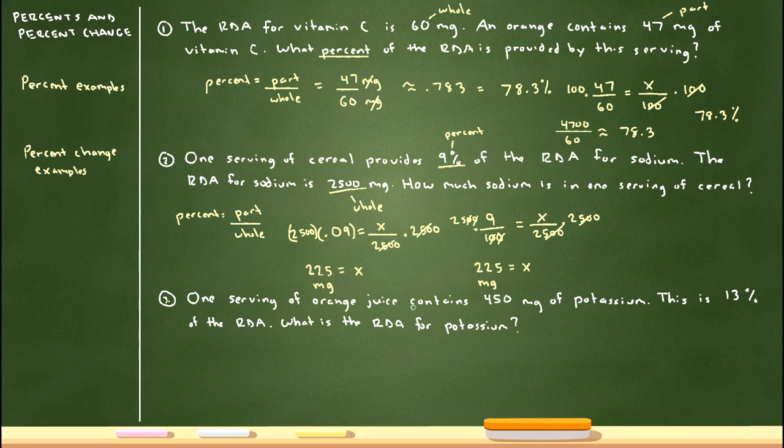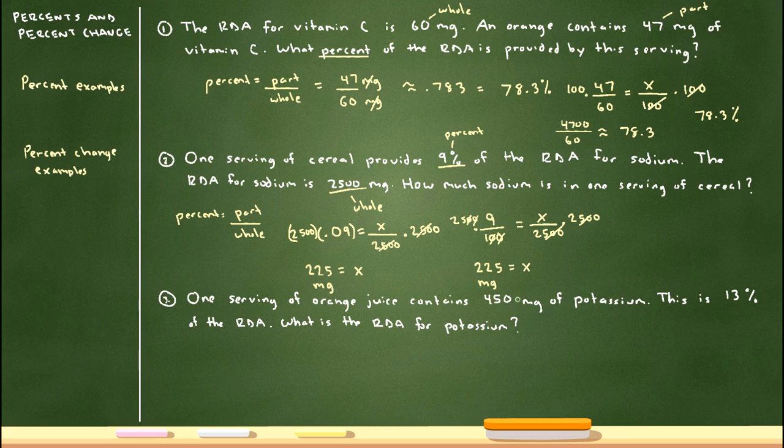Okay, and for number 3, we have a similar situation. So we have 1 serving of orange juice contains 450 milligrams of potassium. So this is 1 serving, right? So this might be our part here. And they're telling us this is 13% of the recommended daily allowance. Okay, it's only 13%. So you're going to want a lot more potassium than this. So they want to know what the recommended daily allowance for potassium is.